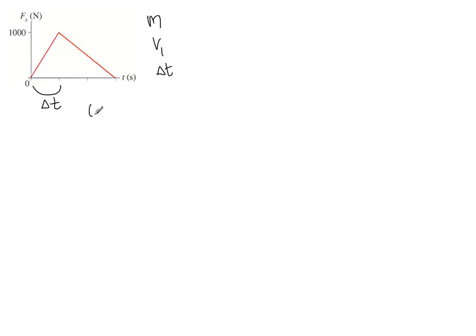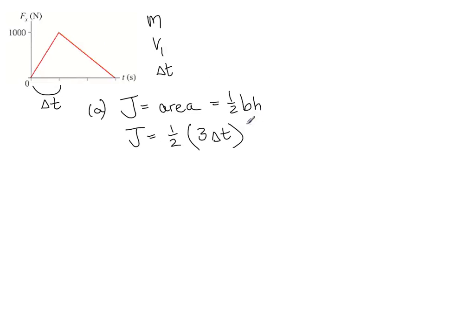And so in part A, they ask you to find the impulse. Well, we know that the impulse is the area underneath the force versus time graph. So this area right here. For this graph, that's going to be 1/2 the base times the height of that triangle, because that's how you find the area of a triangle. So that's going to be 1/2. The base is going to be 1, 2, 3 times whatever your time increment is. So that's 3 delta t's. And then the height is 1,000. So you multiply that and you get the impulse.